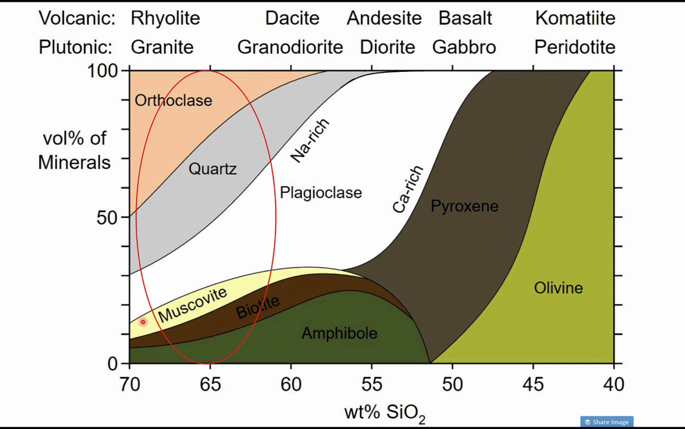Sometimes you get maybe 10% of another feldspar, plagioclase feldspar. This will be the sodium-rich feldspar. And then a few, 5 to 10%, of micas. Muscovite is the white mica and biotite is the black mica.